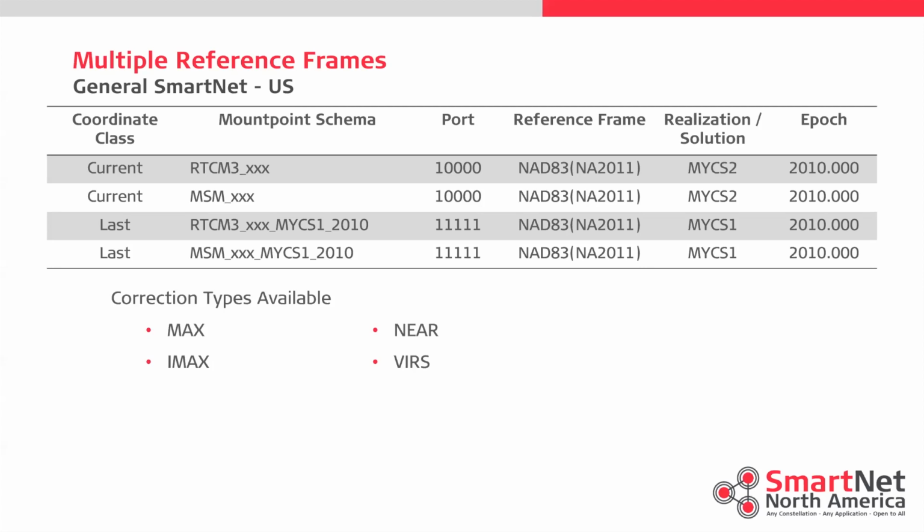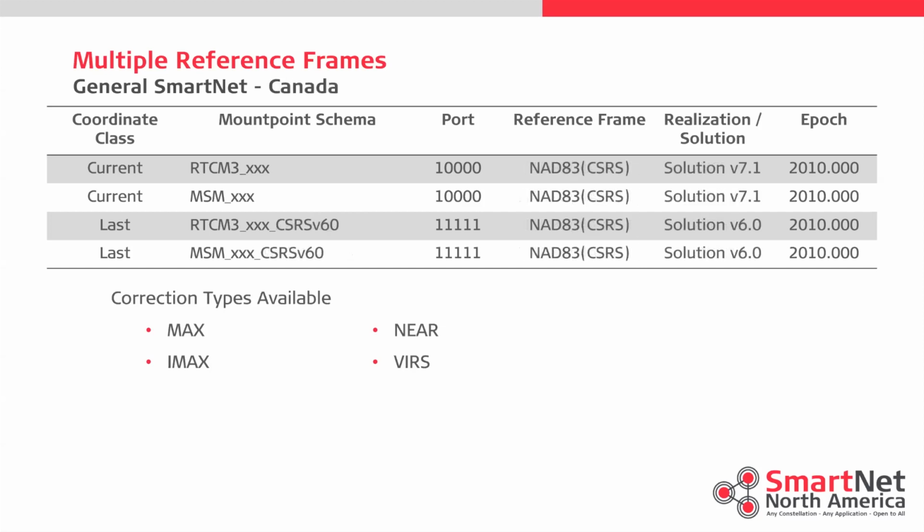RTCM3 underscore your correction type will be moved to MYCS2. So you will be moved. If you do not change your mount points, you will automatically be moved to the new realization. But we are giving you a way to go back to the current, as of right now, coordinates that you're accustomed to working off of with MYCS1.